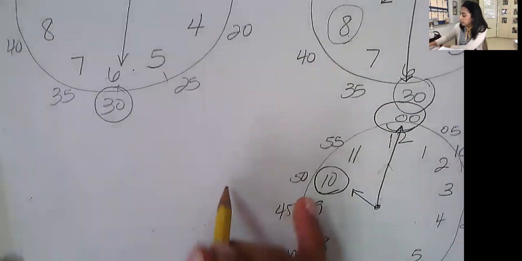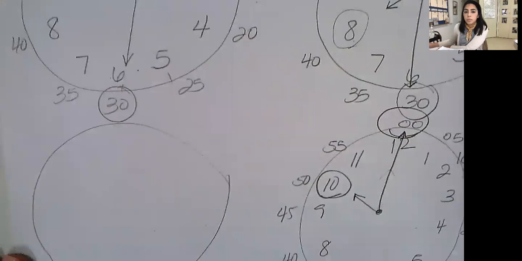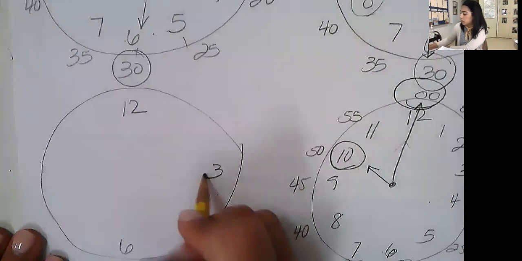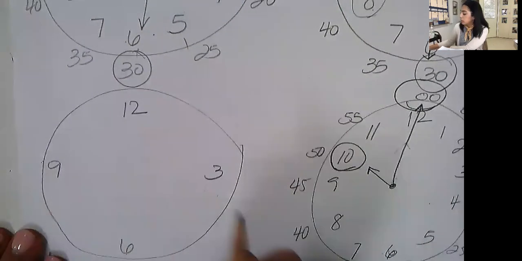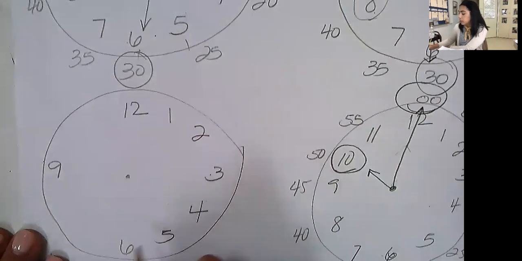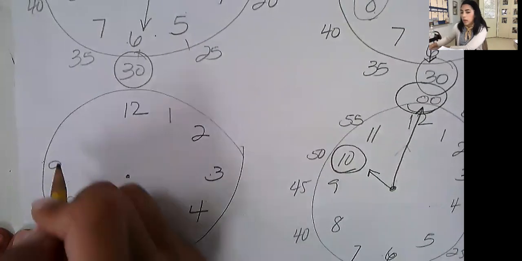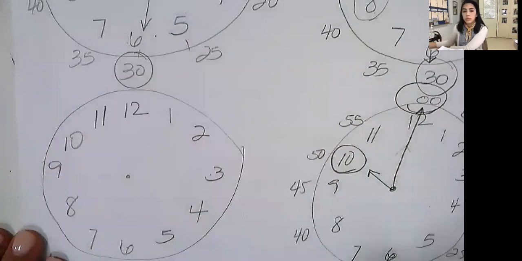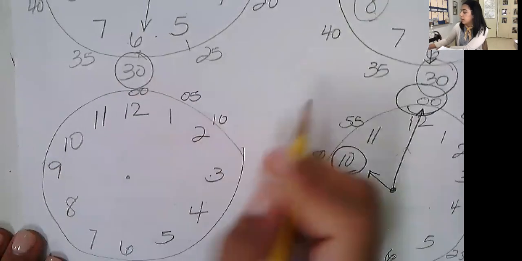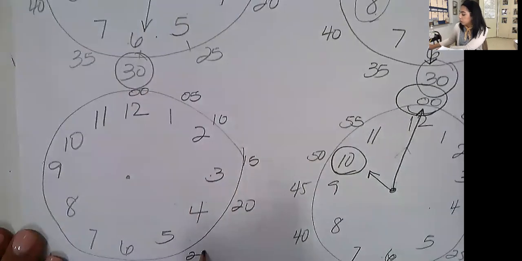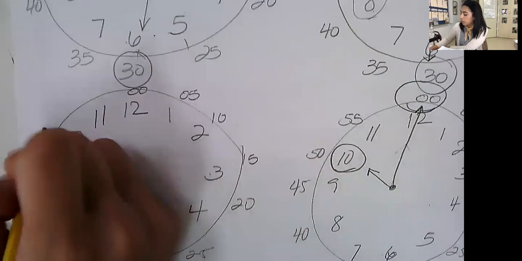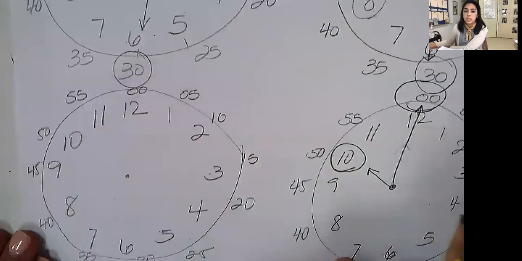Fill out our clock for the last time. 12, start up here, 6 at the bottom, 3 on the side, and 9 on the left. Fill it out. 1, 2, 3, 4, 5, 6, 7, 8, 9, 10, 11, 12. Let's fill out our seconds. 0, 5, 10, 15, 20, 25, 30, 35, 40, 45, 50, 55, 60.